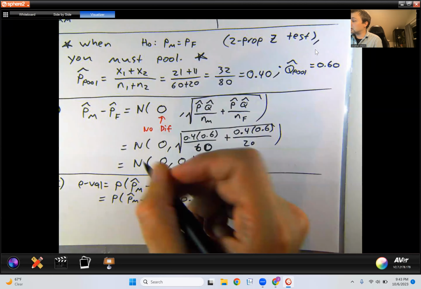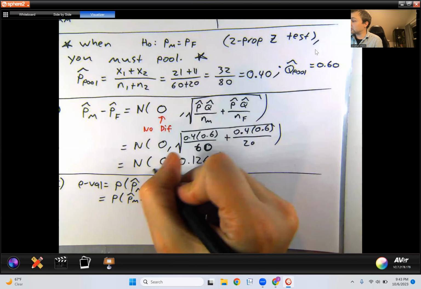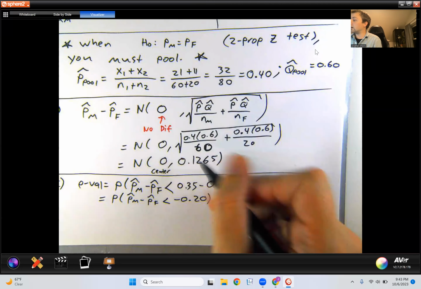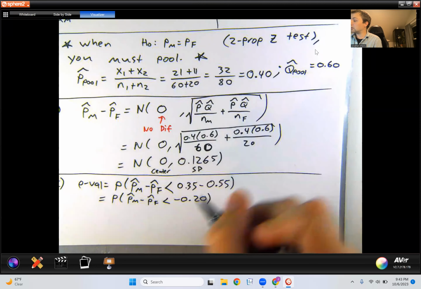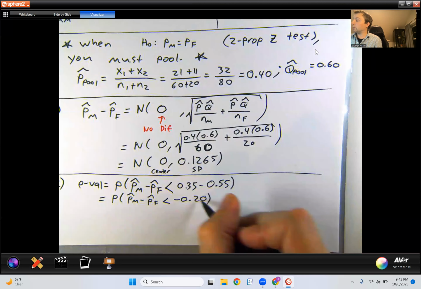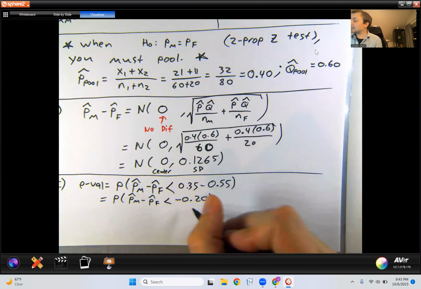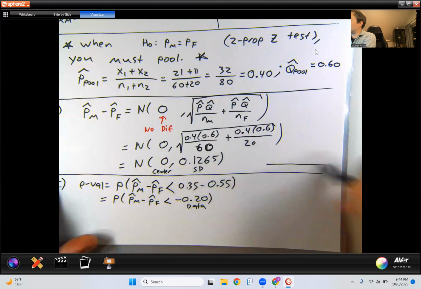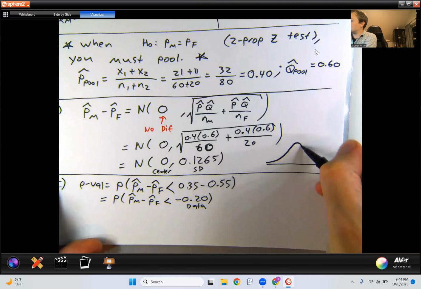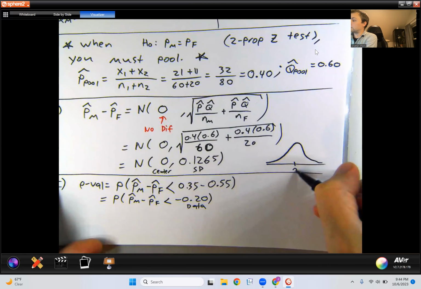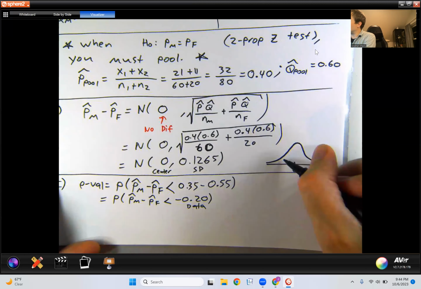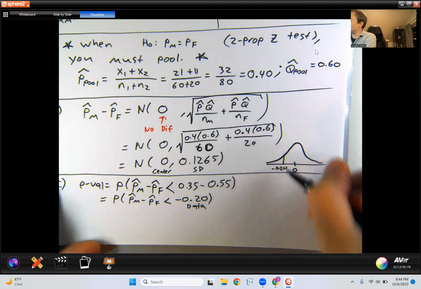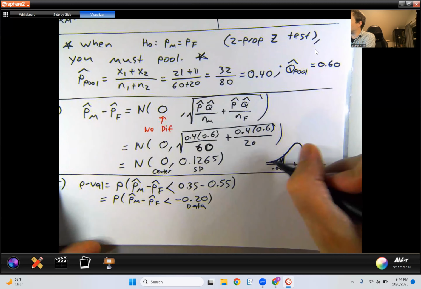Labeling things, this 0 here is my center. This 0.1265 is my standard deviation. And this negative 0.20, that's my sample data. So if I draw a picture, in the middle of the curve, I'm going to have 0. And I'm going to shade this from my sample difference of negative 0.20 or less. I'm looking at less than.